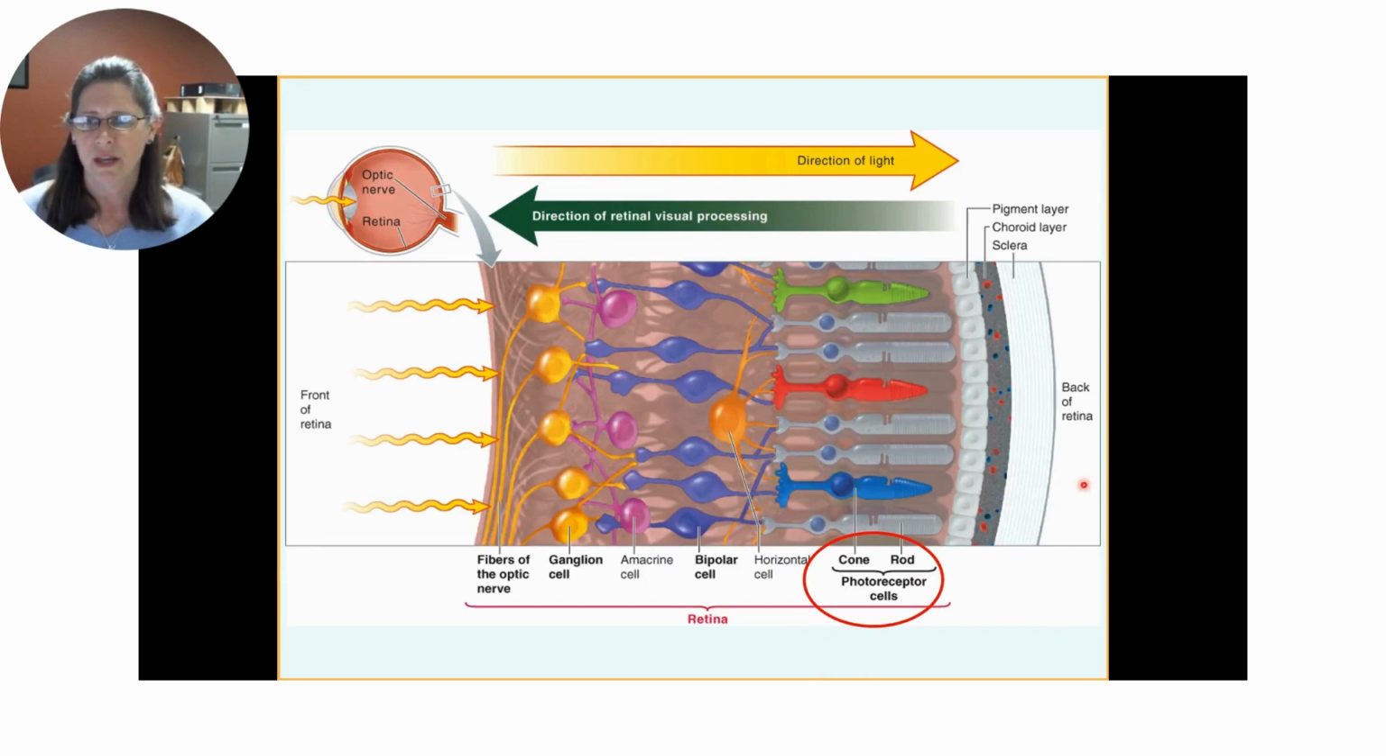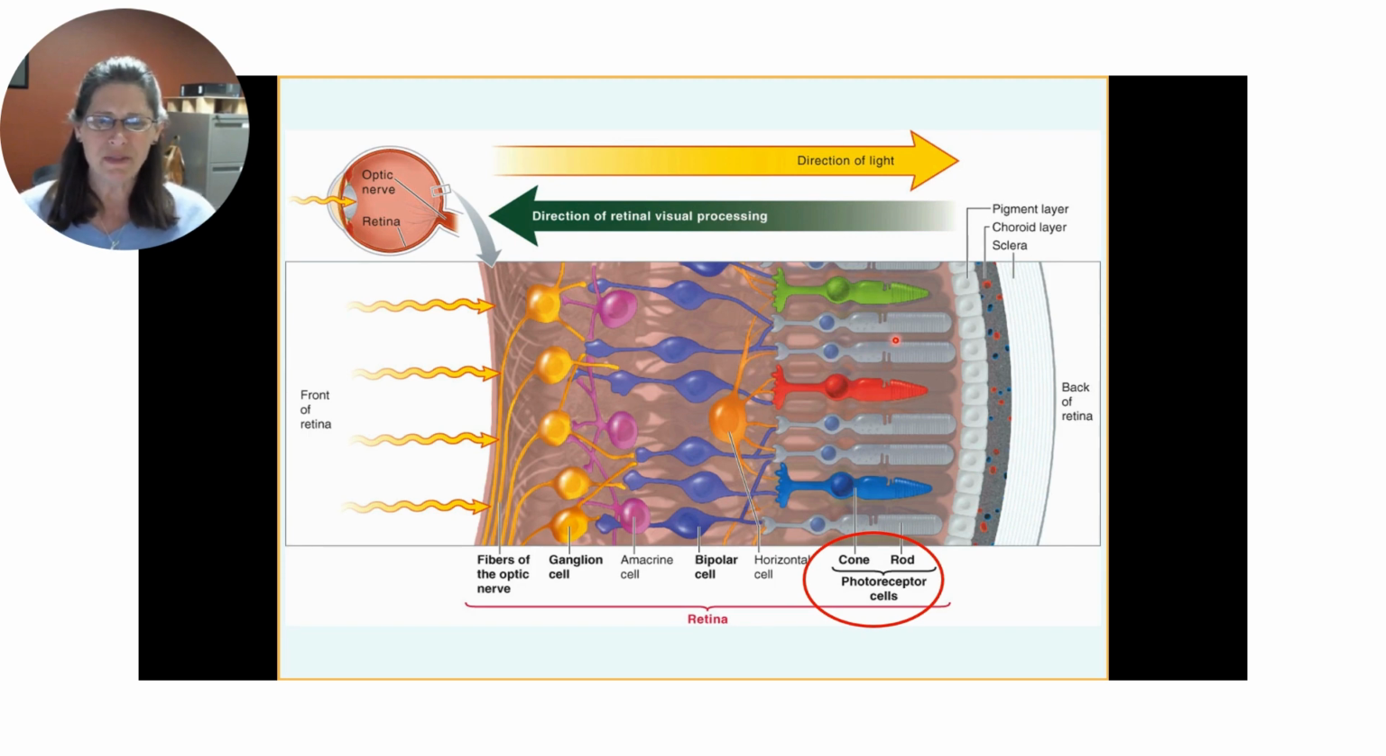So if we just look at the retina itself, take a little cross section there, this is what we would see. So over here, this is the front of the retina, which means also the front of the eye. So light is coming in this direction. Then the layers of the retina, we have several cell layers, and we're going to be concerned with these three layers. Here are the photoreceptors. So that's at the back of the retina.